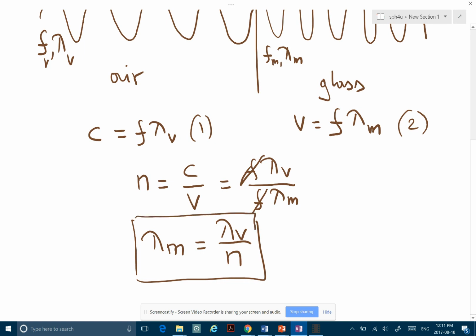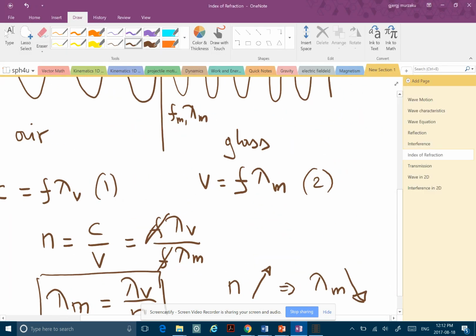So let's remember that the wavelength when the light travels through a medium will actually decrease, all right? As n, the index of refraction, increases, the wavelength in that given medium will decrease. So the wavelength of red light, for example, in vacuum is greater than the wavelength of the same red light in water, okay? So that's what we need to know about the index of refraction.